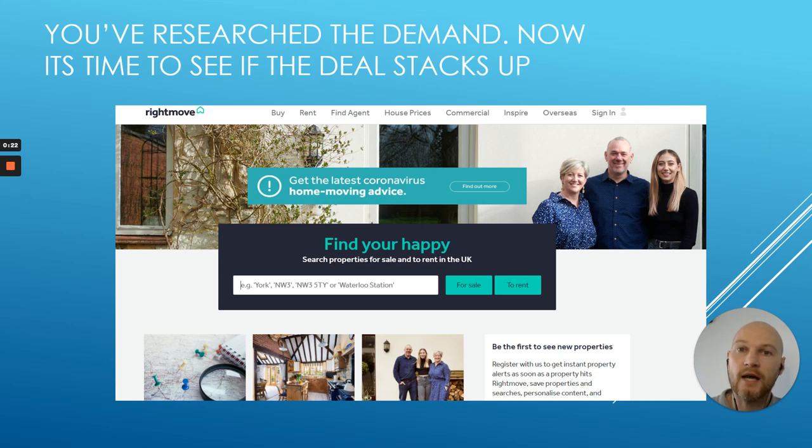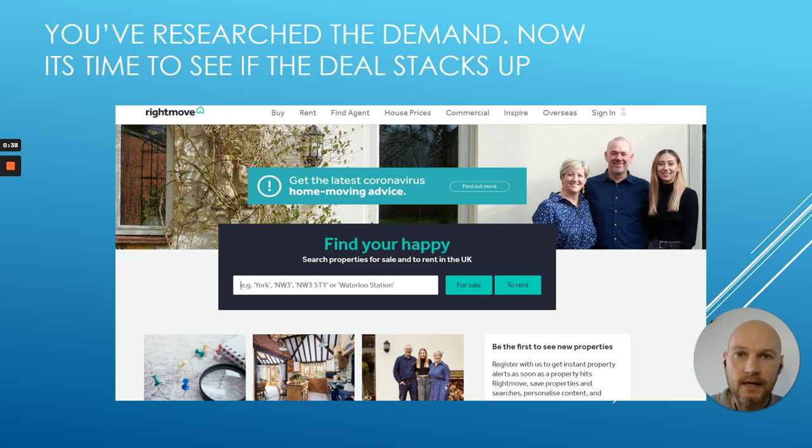Something you should always revisit as you're looking at new areas is, is there demand there? You can keep revisiting those videos and assessing demand, so you think, yes, another new area, let's go and find properties in that area. But you've assessed that area and you think the demand is there, so now you need to see if the deal stacks up.